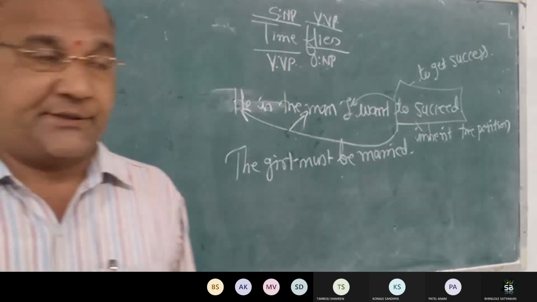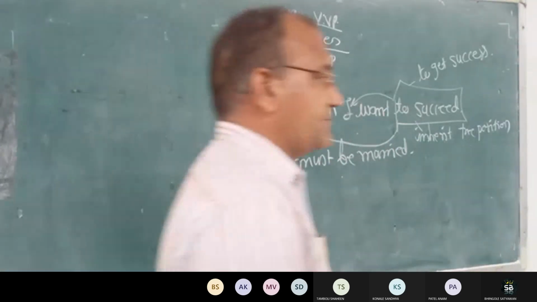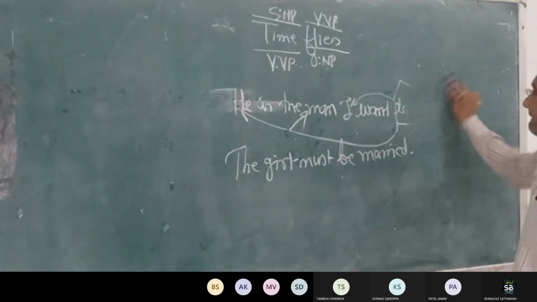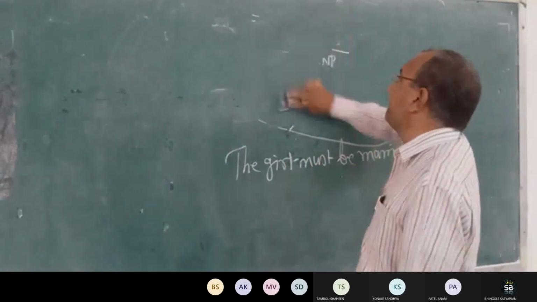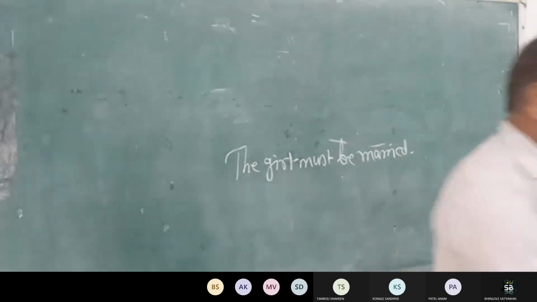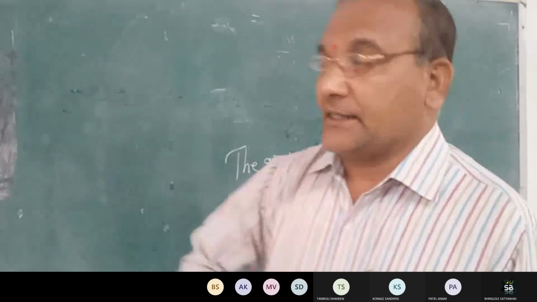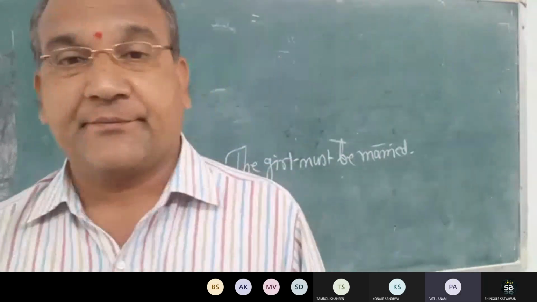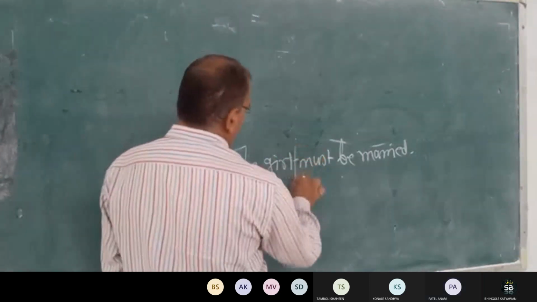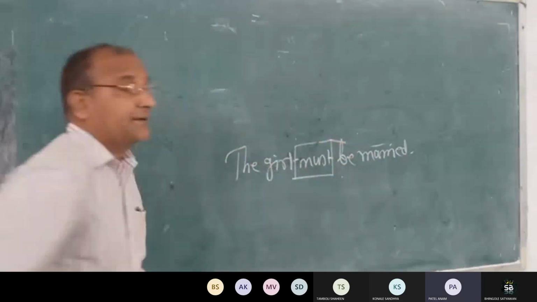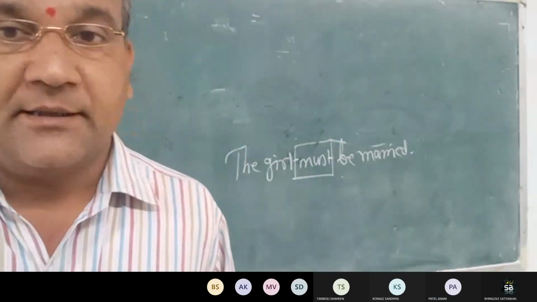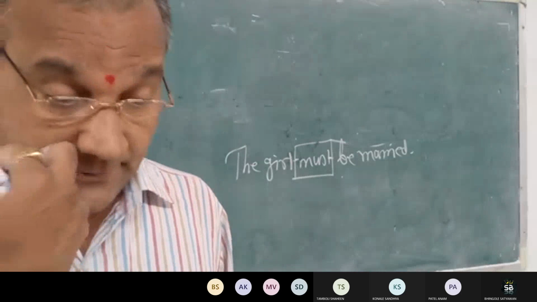The girl must be married. This again is a lexical ambiguity, and the ambiguity arises because of must, the modal auxiliary must. What are the meanings of must?